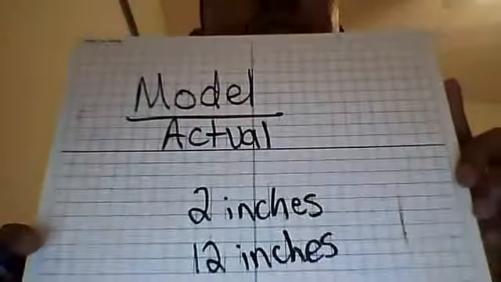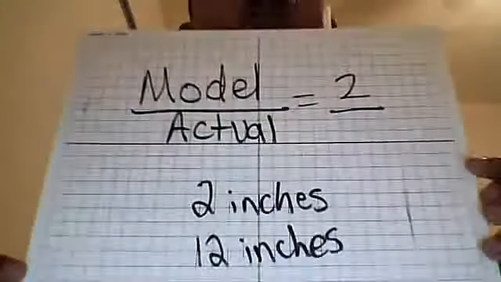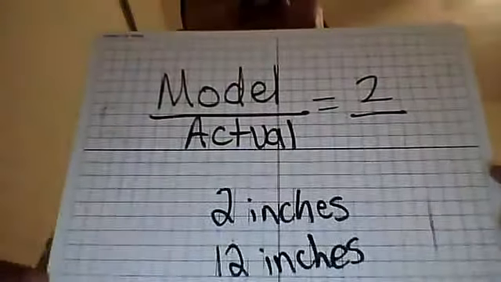Well, 2 inches is very small. So we're going to conclude that this is the model of a shoe. So 2 would go on top. The actual shoe, we're going to conclude, would be 12 inches. So that's going to be a ratio of 2 over 12.